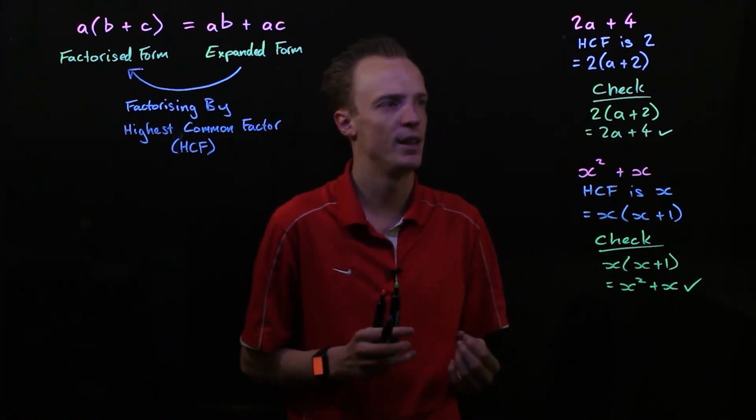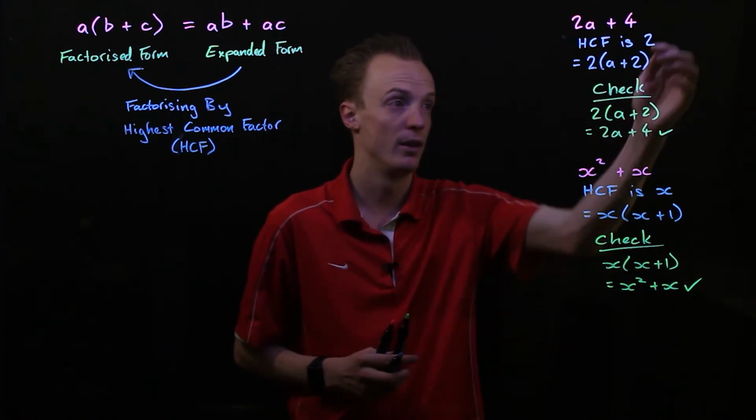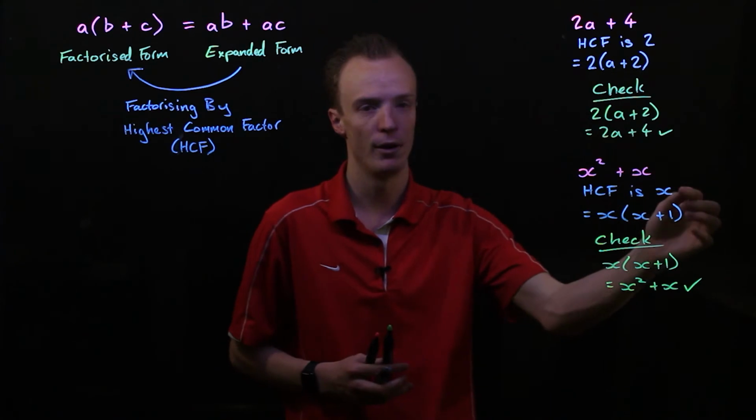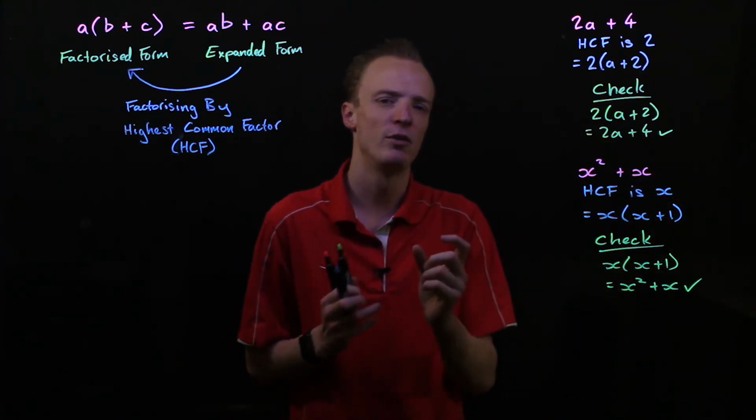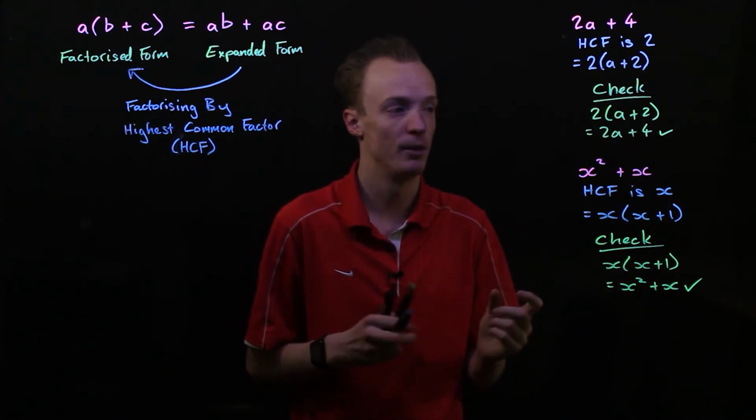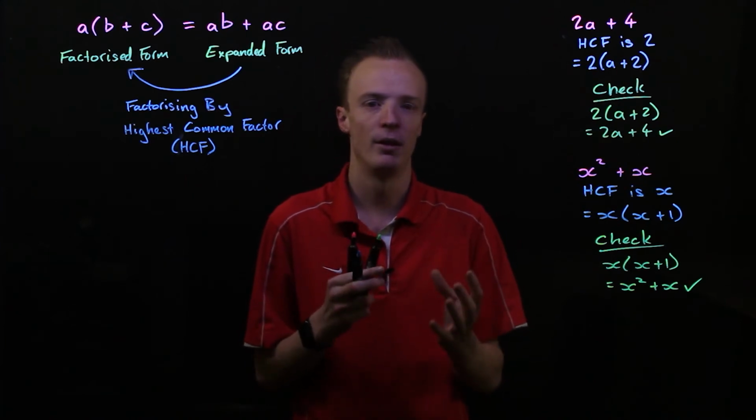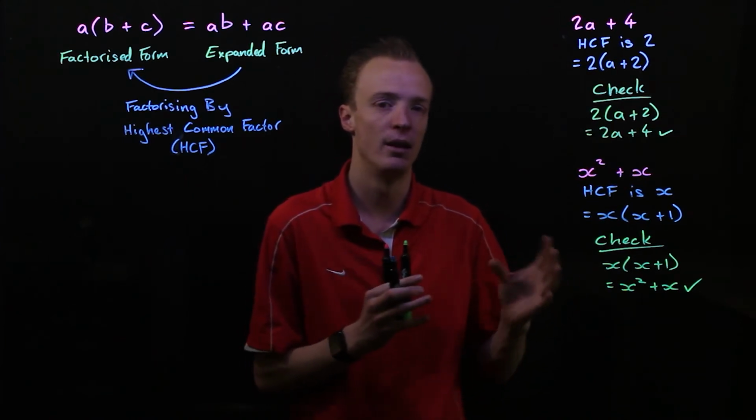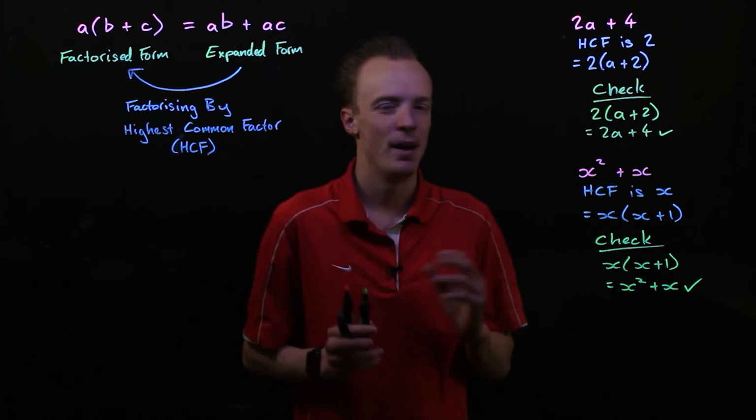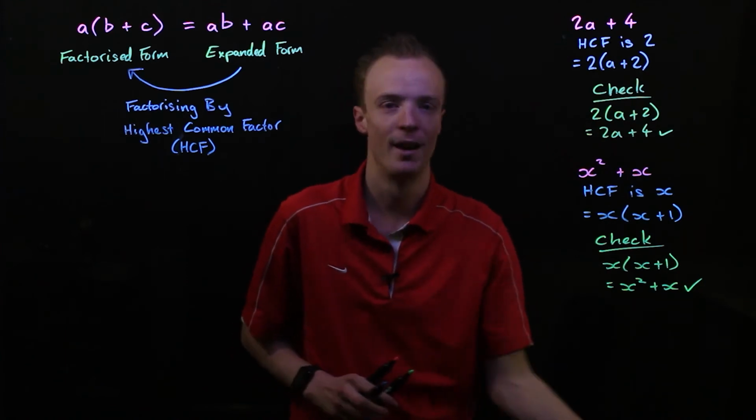Now what you can see here is common factors can be numbers, but they can also be variables. So we've got to look at each individual term in our expression to see whether there's something common within each term that we can factorize out. But there is one more that I want to take a look at.